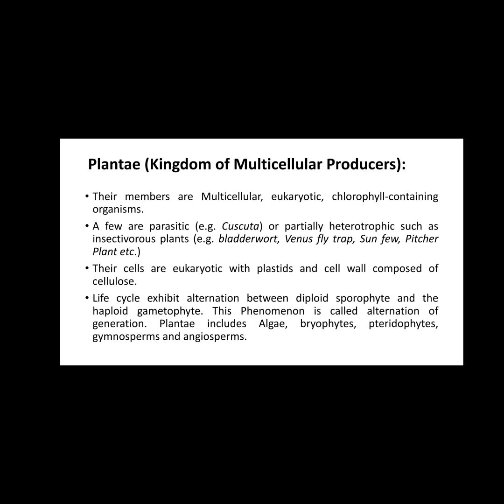Plantae kingdom is the multicellular producers. Their members are multicellular, eukaryotic, chlorophyll containing. A few are parasitic, for example Cuscuta, or partially heterotrophic, such as insectivorous plants. Their cells are eukaryotic with plastids, and the cell wall is composed of cellulose. Life cycle exhibits alternation of generations. That means they alternate between a diploid sporophyte and a haploid gametophyte. Plantae include algae, bryophyta, pteridophyta, gymnosperm and angiosperm.